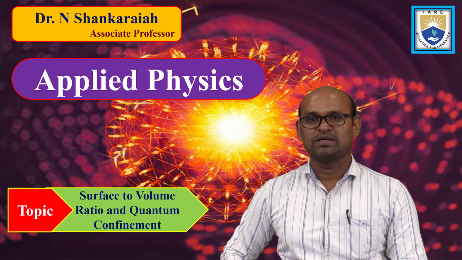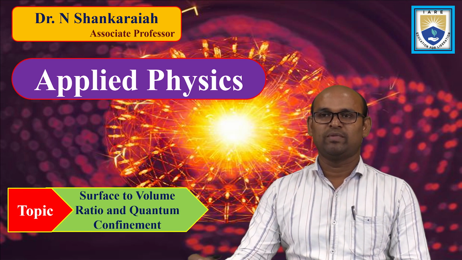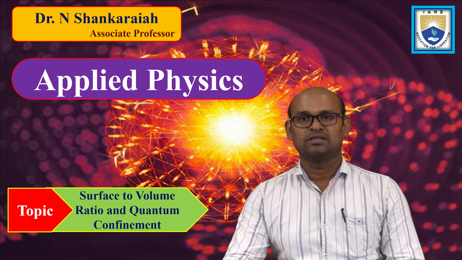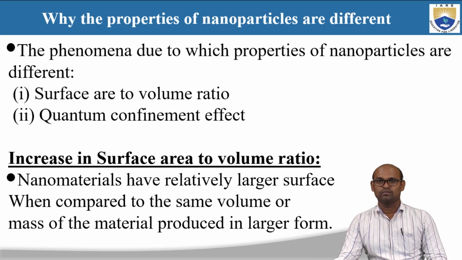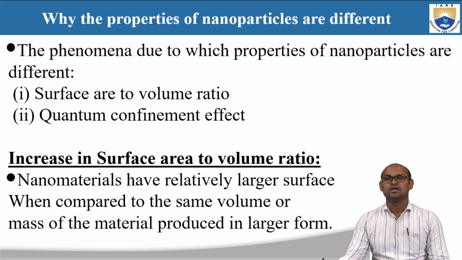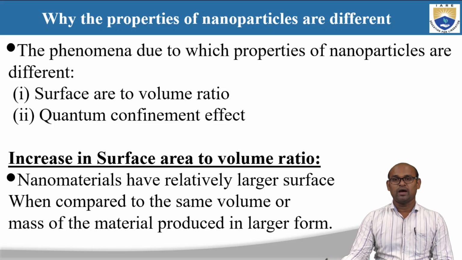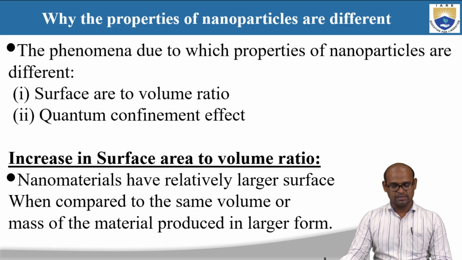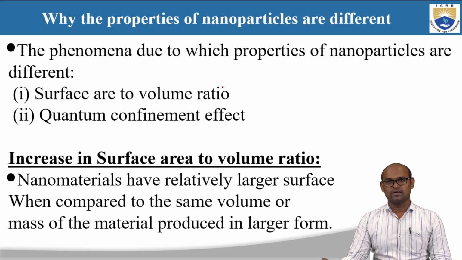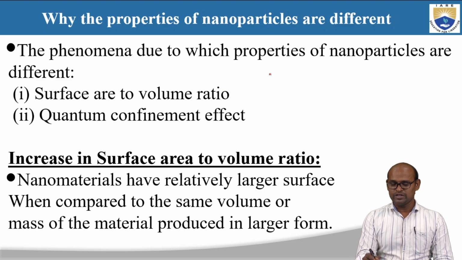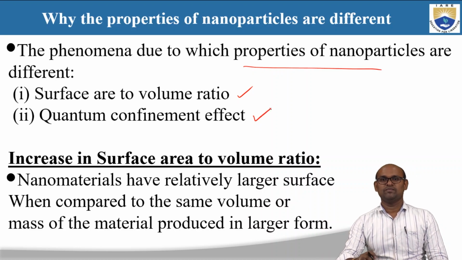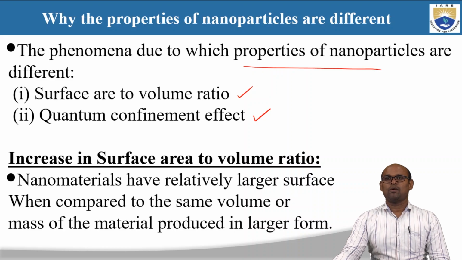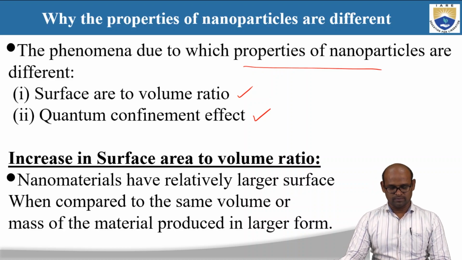Why are these two properties, surface to volume ratio and quantum confinement, important in nanotechnology? They are the phenomena due to which the properties of nanoparticles are different. Because of these two phenomena only, the properties of these particles are different.